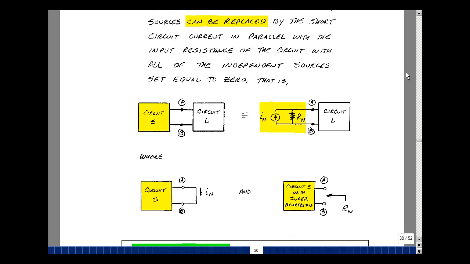We have a linear circuit. We can separate it into two boxes. I can replace this box with just one current source and one resistance in parallel. This is not the same as the circuit S, but it has the same effect at terminals A and B.